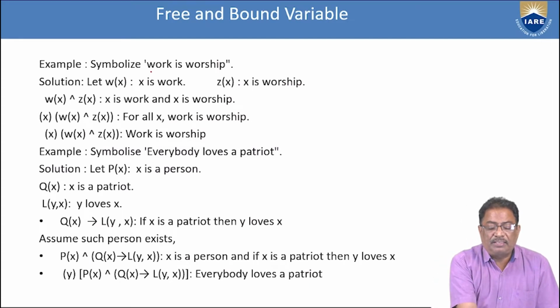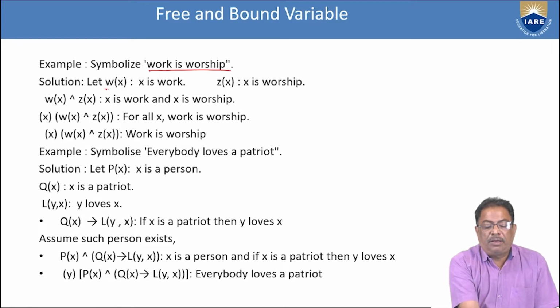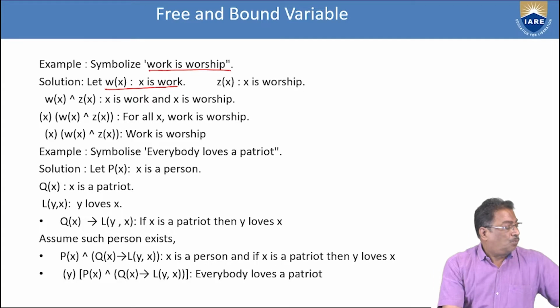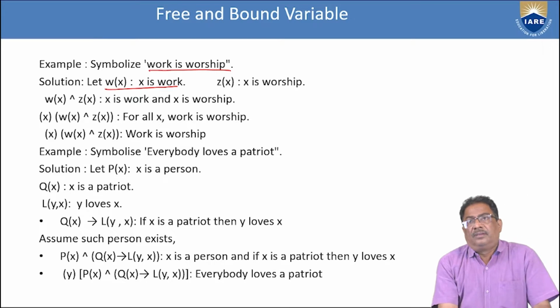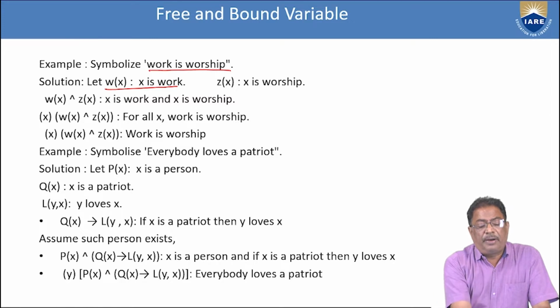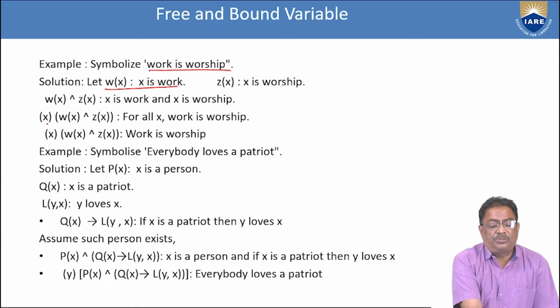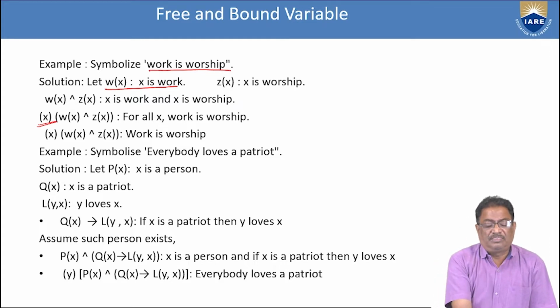Next, another one. Symbolize work is worship. Let us consider one predicate. W of x is a predicate function, so it is x is work. Next, another one is Z of x, x is worship. Now just combining, W of x and Z of x is x is work and x is worship. So we keep the quantifier for all x: work is worship. This is true for all.